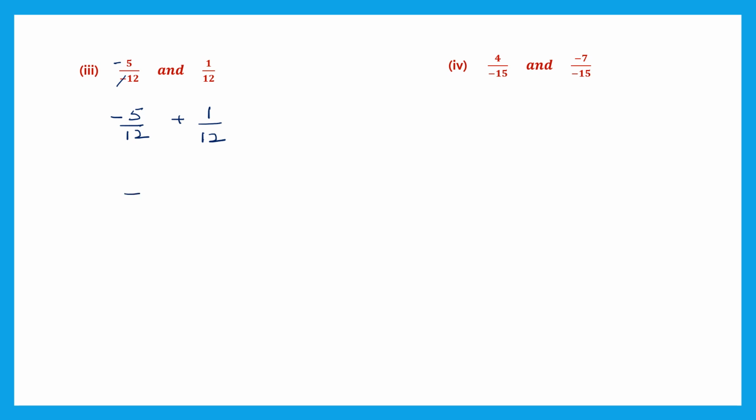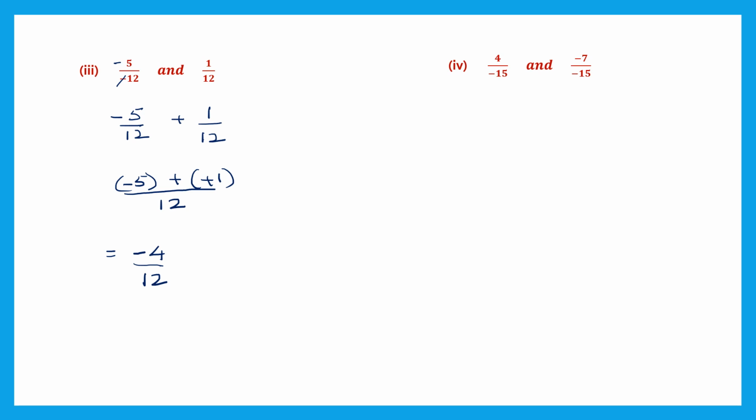Denominators are the same. So we have the same denominator, 12. Now we're going to add the numerators. So minus 5 plus 1. So now what will this be? Again, can you see that the signs are different, minus and plus? When signs are different, we put the sign of the bigger number and subtract. 5 minus 1 is 4 and denominator is 12.